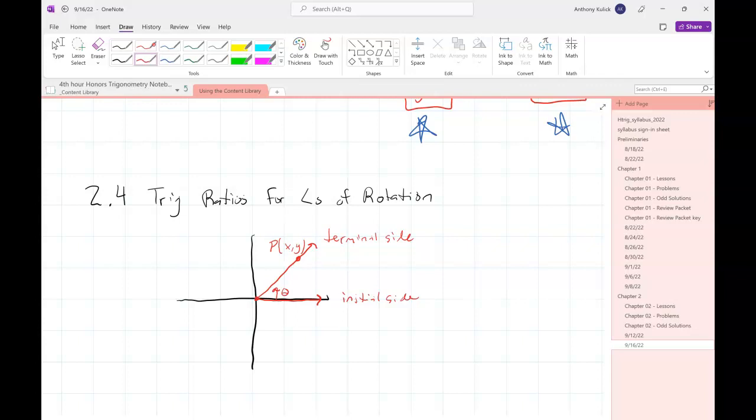Is everybody okay with what I've drawn here? This is basically what we've done, right? Now, with the terminal side, I can pick any point on that terminal side because it's just a line. It's infinitely many points. Let's just say I pick some point P on that line. That point is going to have coordinates x, y. Everybody cool with that?